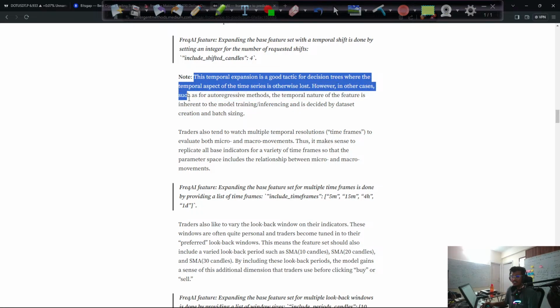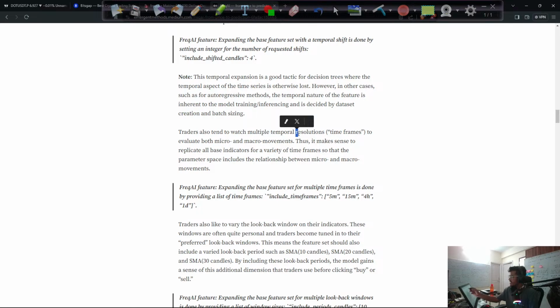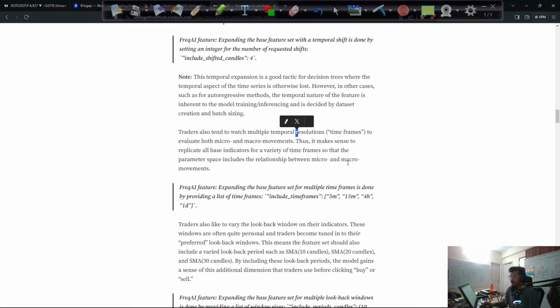However, in other cases, such as for autoregressive methods, the temporal nature of the feature is inherent to the model training, inferencing, and is decided by dataset creation and batch sizing. So what they are saying is it's very much like autoregressive models, like ARIMA and all this stuff.